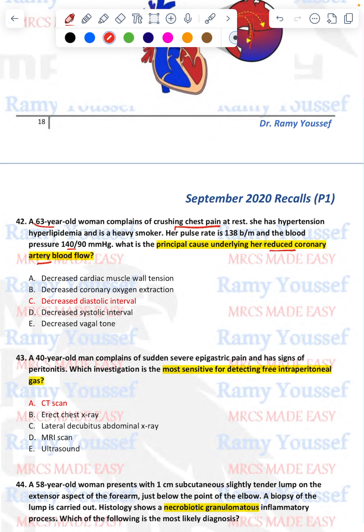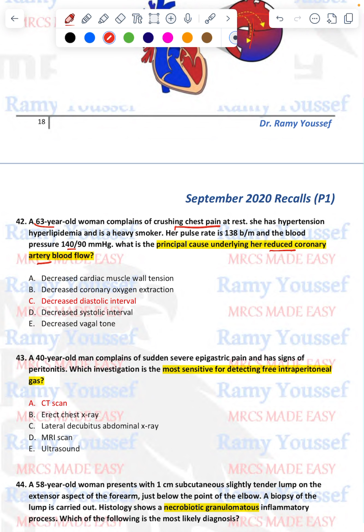A 58-year-old woman presents with a 1 centimeter subcutaneous slightly tender lump on the extensor surface just below the point of the elbow. A biopsy of the lump is carried out. Histology shows necrobiotic granulomatous inflammation. This is necrosis. Which of the following is most likely?